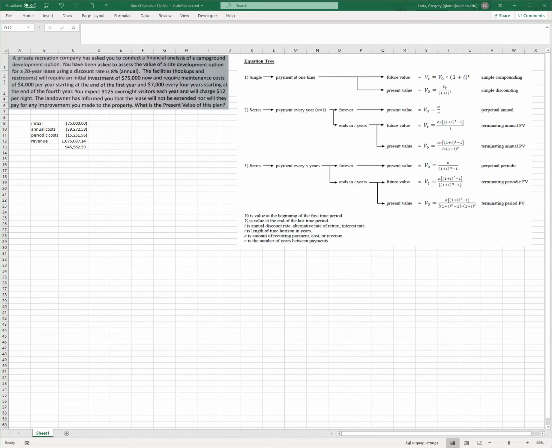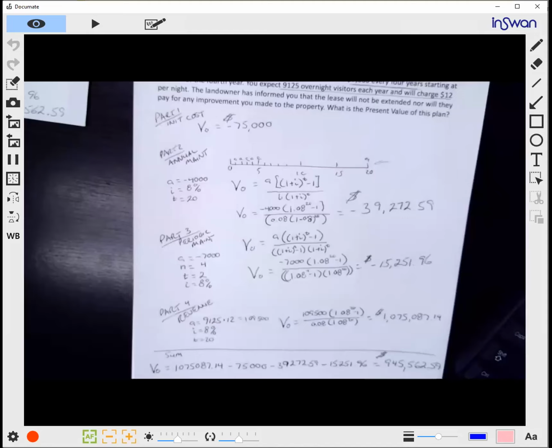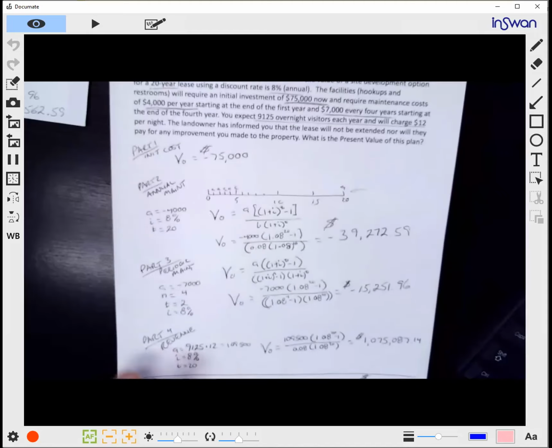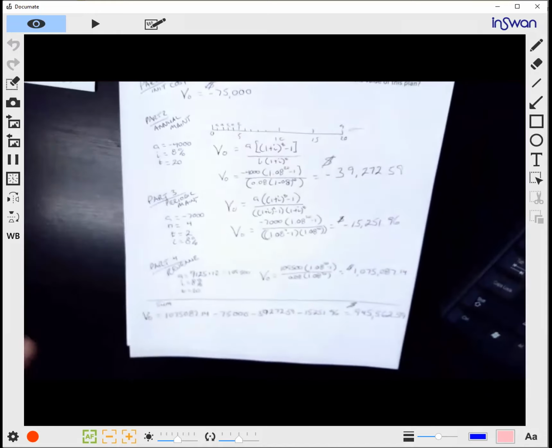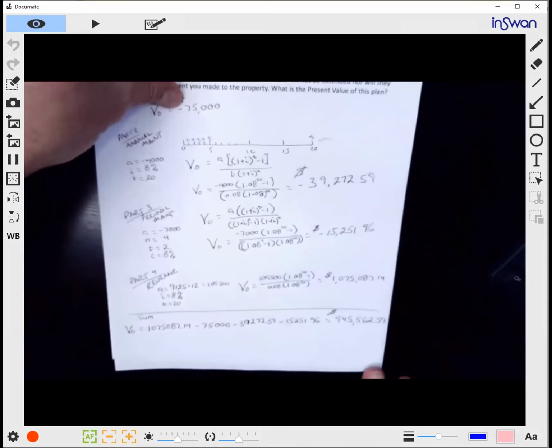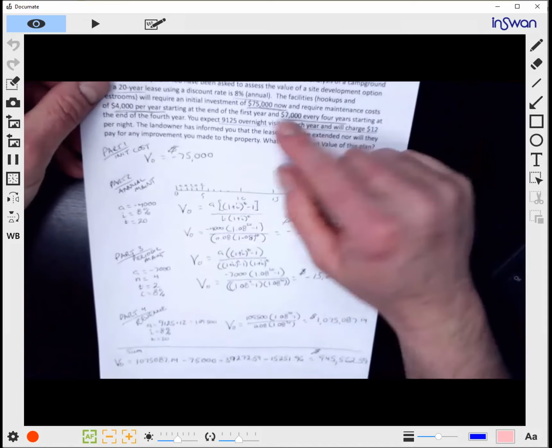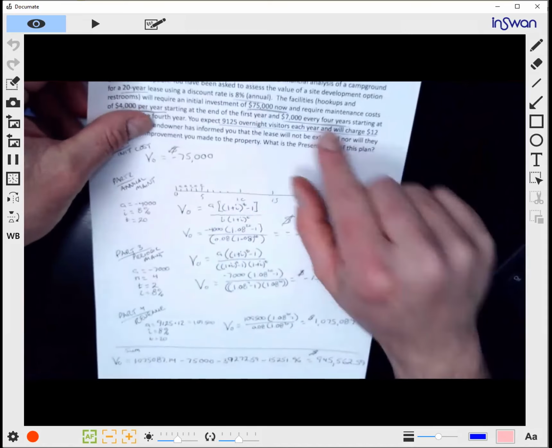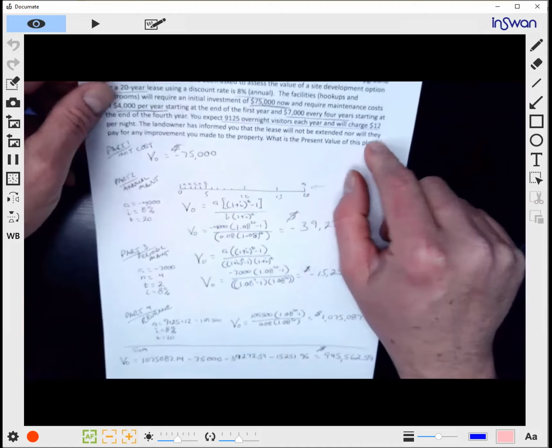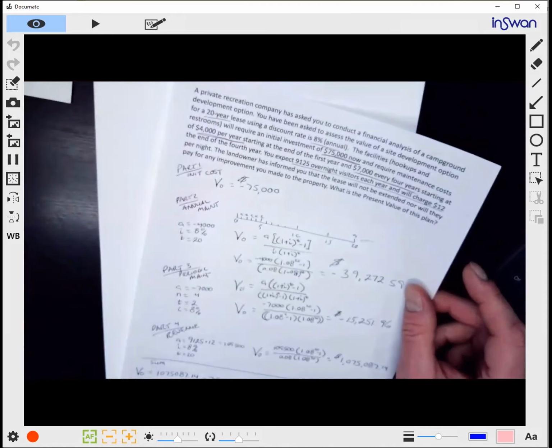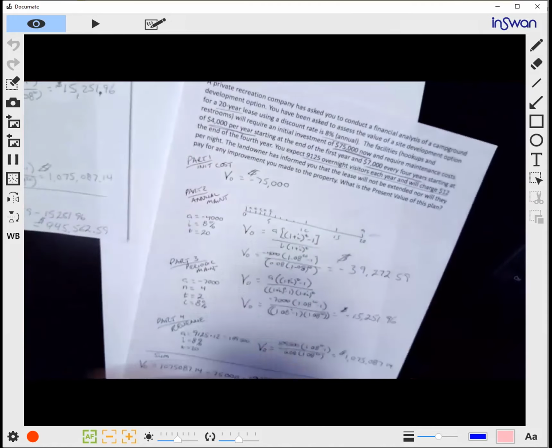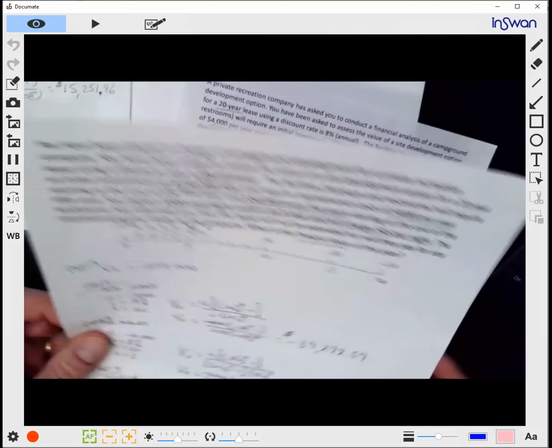comparing this option or what this might mean. So here we are back on our document camera. We can lift it up, and we did this a rustic option. It was $75,000 to put it together, $12 a night, and that's what we were doing here. There's also the option of doing it fancy. And if we did it fancy, we were saying it was going to cost more.